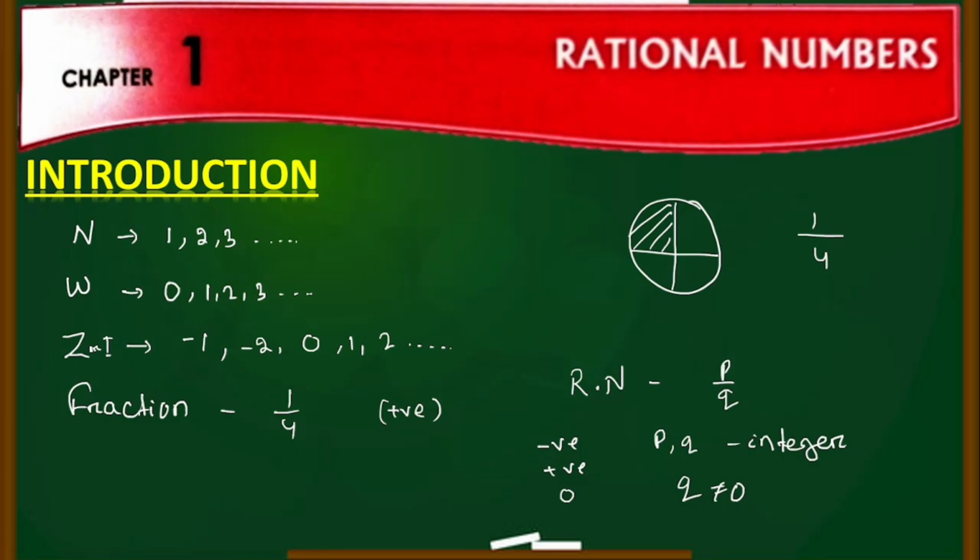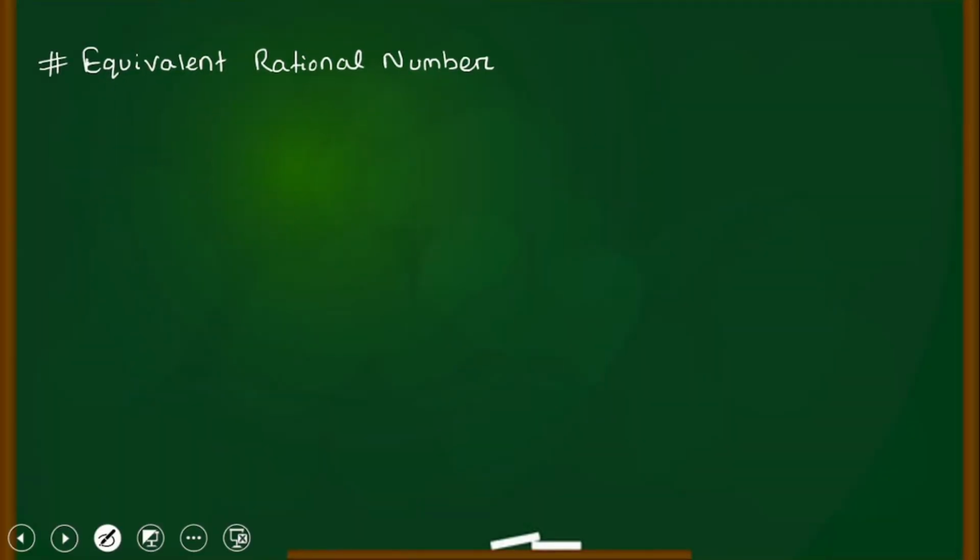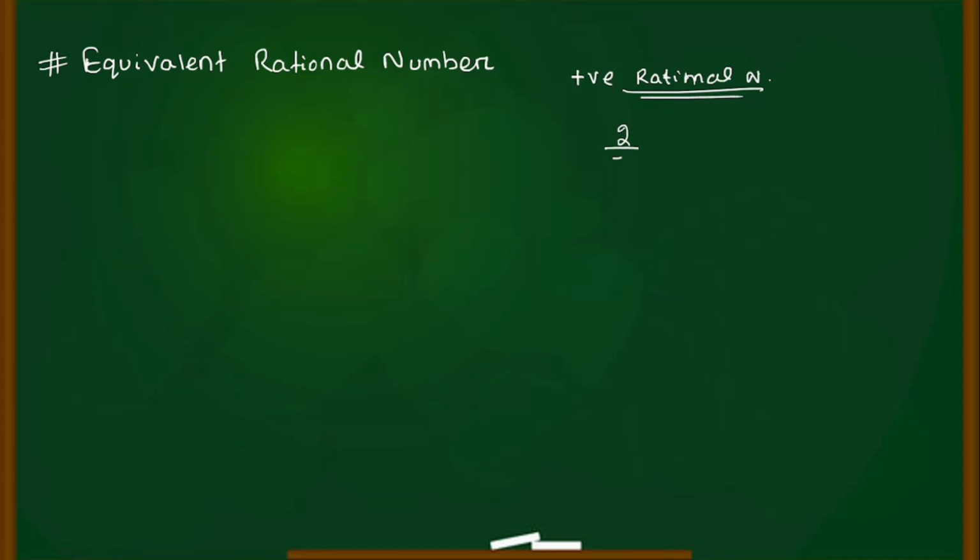Now the next concept, that is positive rational number. Then what is a positive rational number? A positive rational number means the signs of the denominator and the numerator are equal. We can write 2 by 7 is a positive rational number. Minus 2 by minus 7, yes, it is also a positive number because minus minus cancel.